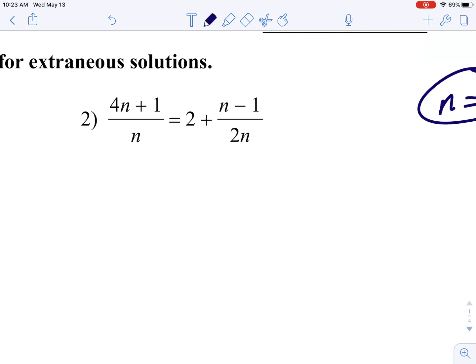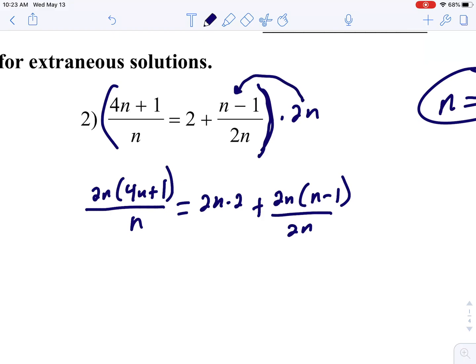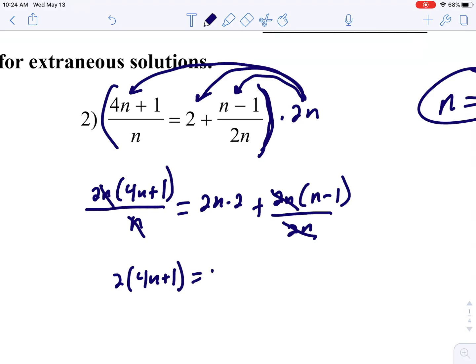So here's what you do. Multiply every term in the whole thing by 2n. That's going to become 2n times 4n plus 1 over n equals 2n times 2 plus 2n times n minus 1 over 2n. So I put this whole equation in parentheses, and I'm basically distributing 2n, the common denominator, into the whole thing. Now what that does is it makes a bunch of stuff cancel out. The 2n and the 2n cancel out. That leaves me with 2 times 4n plus 1 equals 4n plus n minus 1.